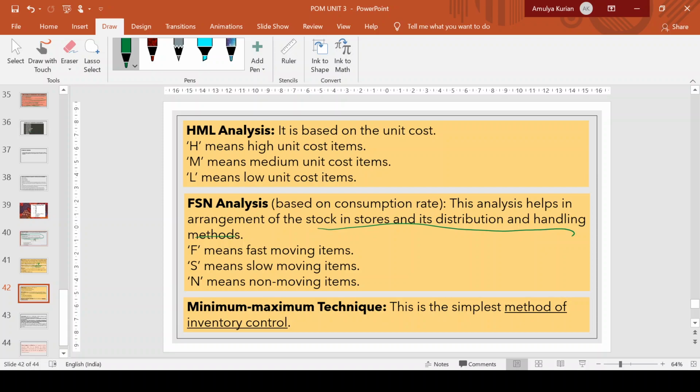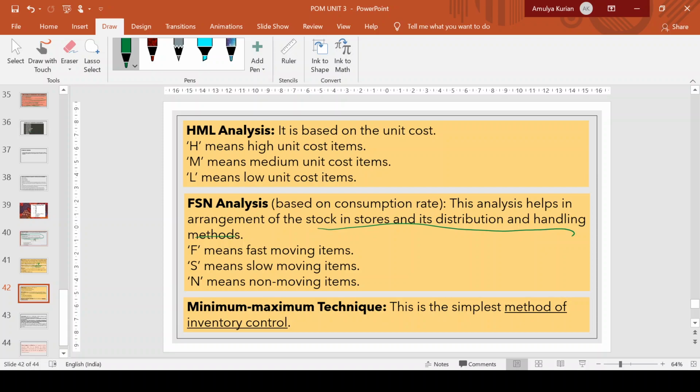The next one is the minimum maximum technique. This is a very simple technique used in inventory control. How it is done is there will be two lines drawn. One is the maximum amount of inventory which can be stored, and the other one is the minimum amount which is required in order to run the production.